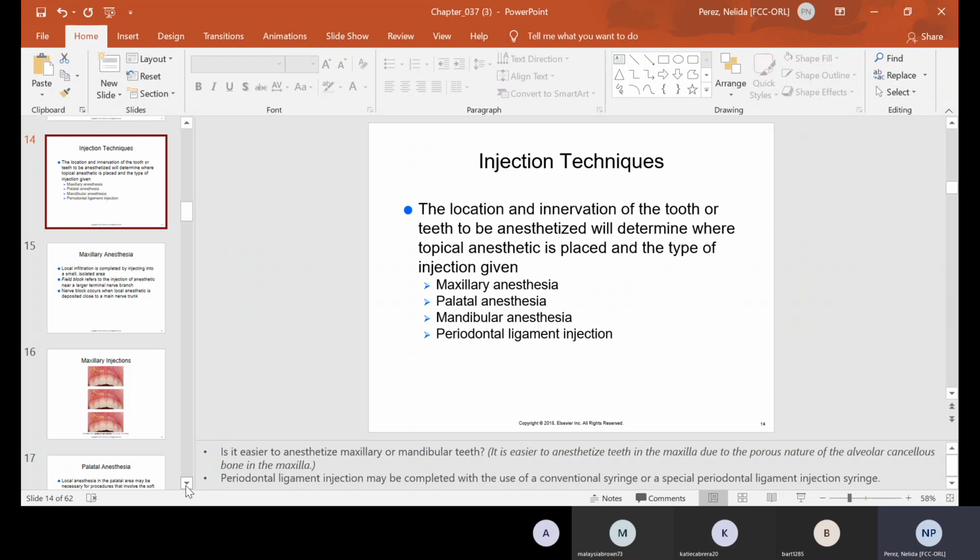Now, injection techniques. There are different injection techniques. Do you give injections? No, the doctor does. But why do you need to know this? Well, you need to know this so that you know where you're going to put the topical, okay? The location and innervation of the tooth or teeth to be anesthetized will determine where topical anesthetic is placed and the type of injection given. So you have the maxillary, the palatal, the mandibular, and then you also have the periodontal ligament injection.